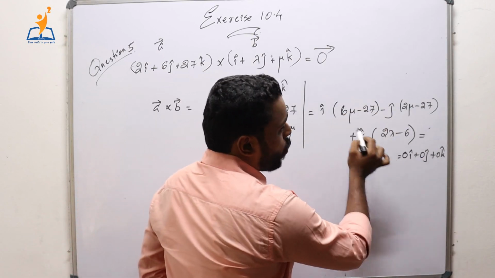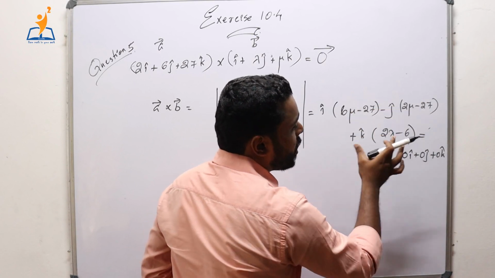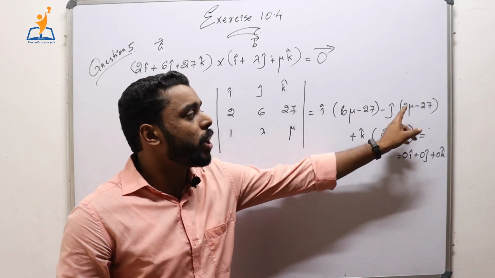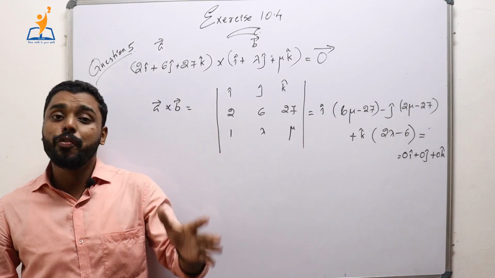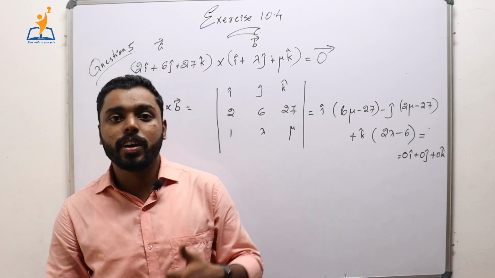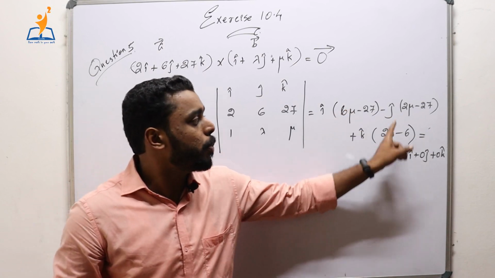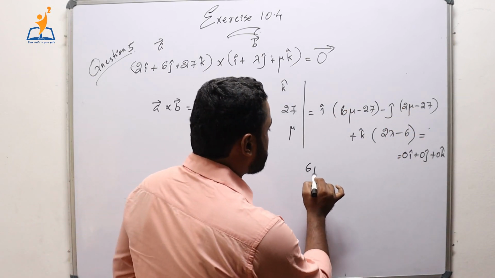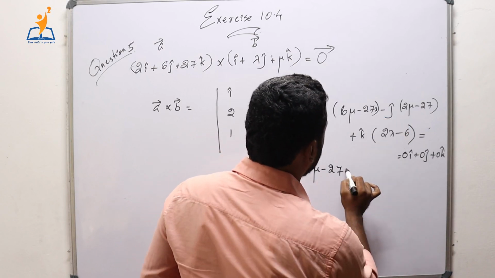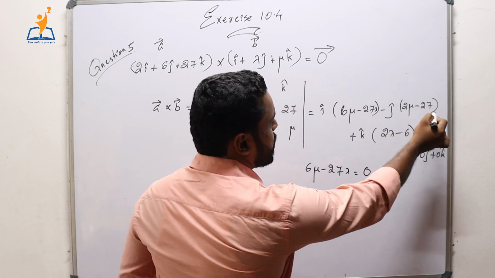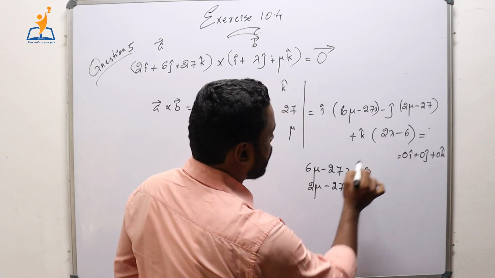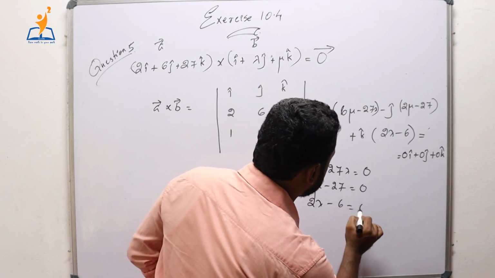See, here a vector in component form equal to 0 I cap plus 0 J cap plus 0 K cap means the respective components must be equal. In the very first class, we learned that 2 vectors in the component form are equal only if the respective components are equal, right? So these components must be equal to 0, so that 6 mu minus 27 lambda equal to 0. Then the next component is 2 mu minus 27 equal to 0. The third component is 2 lambda minus 6 equal to 0.